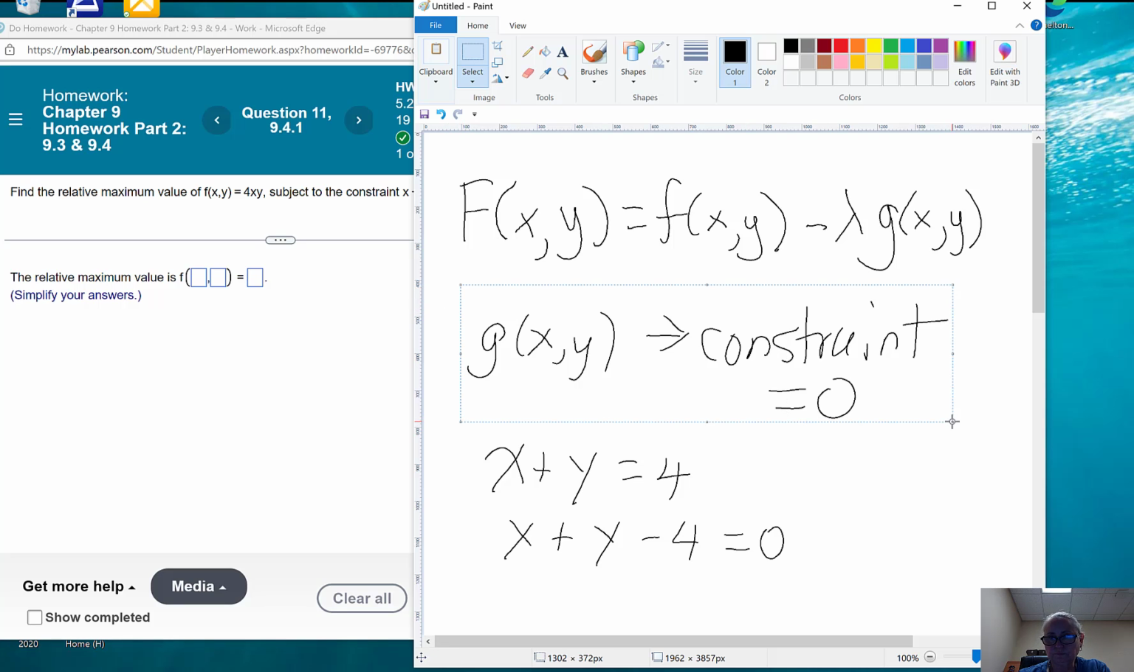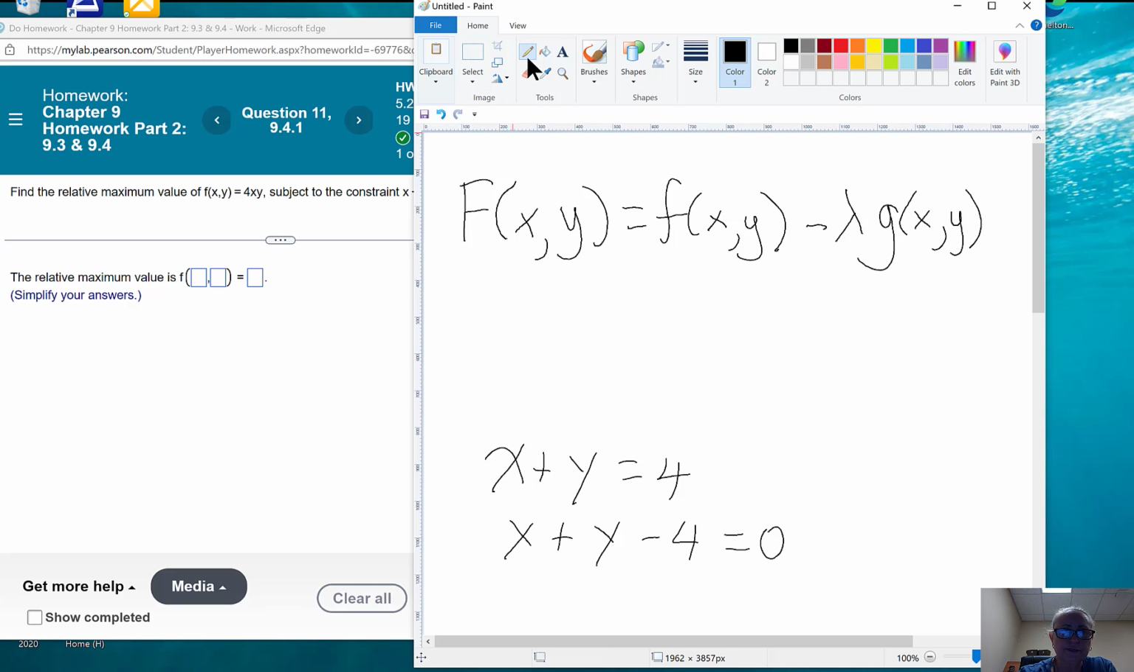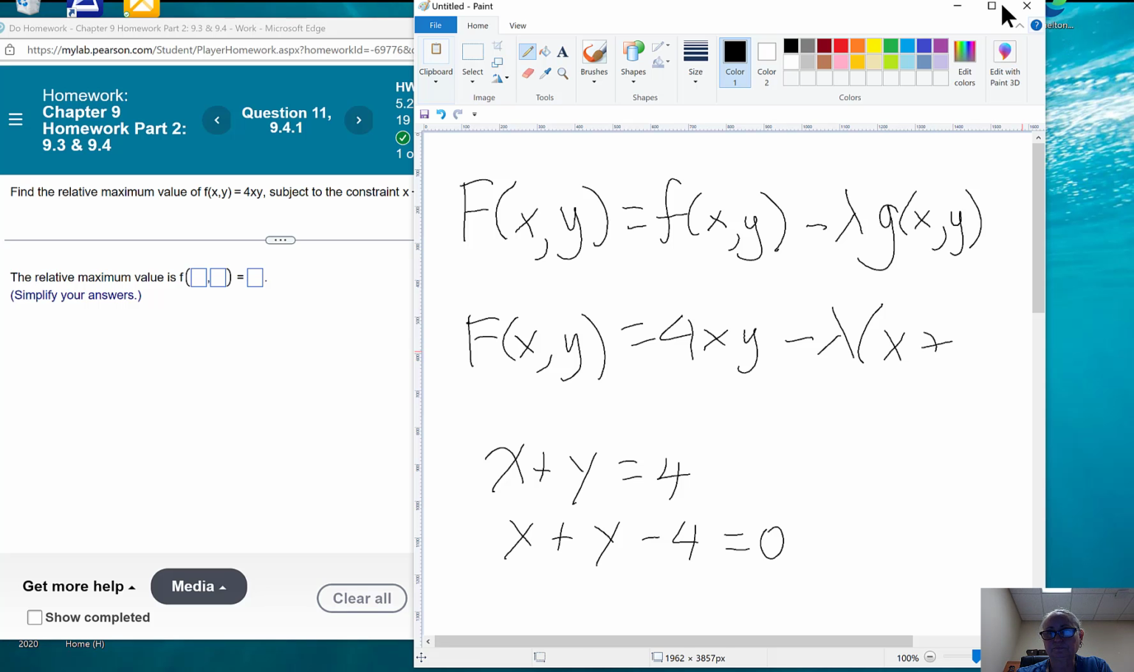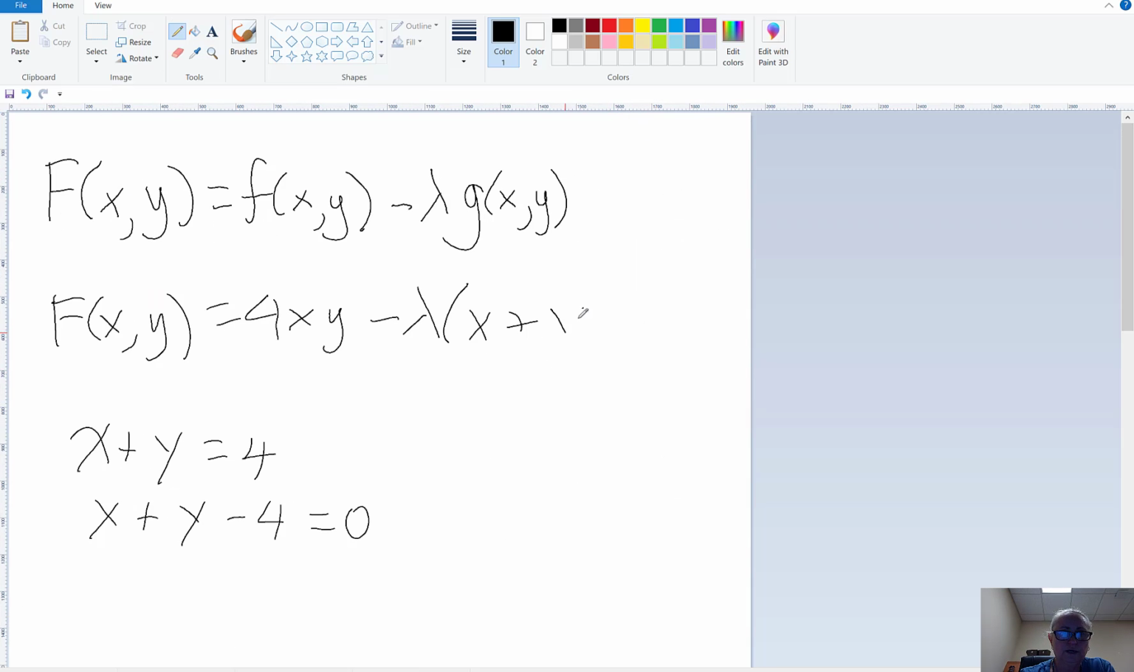So our Lagrange formula is f of xy, the original function, 4xy, minus lambda, it's a Greek letter, times all of this, x plus y minus 4. Okay, you don't need the equal 0 part. It's just the constraint that you get when you set it equal to 0.